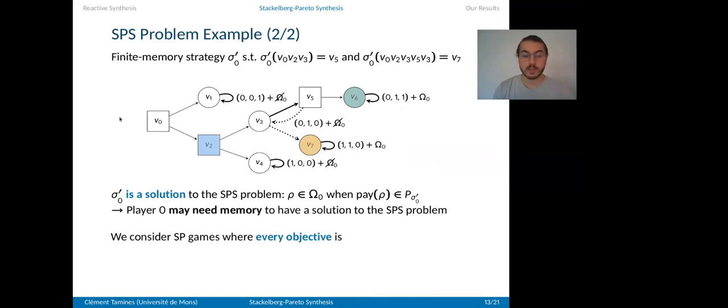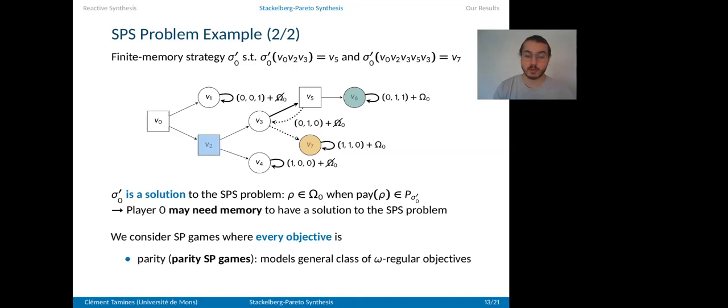In the following, we consider Stackelberg Pareto games, in which every objective is a parity objective, which we call Parity Stackelberg Pareto games. These model the general class of omega regular objectives. We have also considered the case in which every objective is a reachability objective, which we call Reachability Stackelberg Pareto games, which is a simpler setting. Let's now present some of the results we were able to obtain.